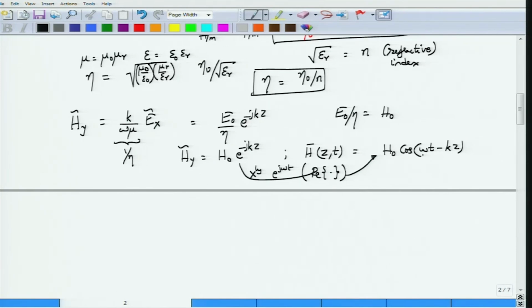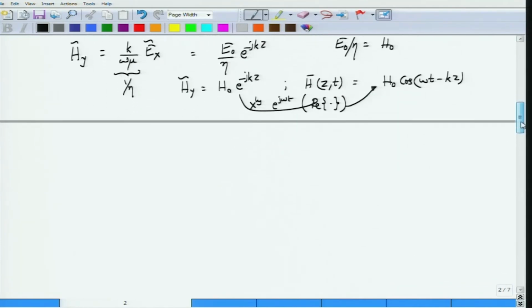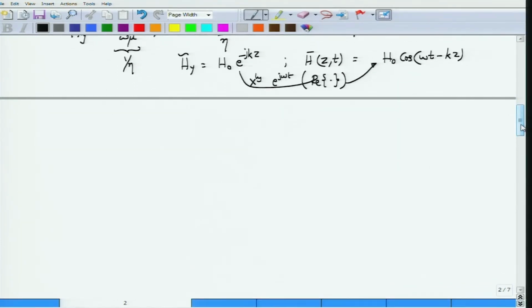Thus what you see here is that the electric field x component and the magnetic field y component are both in phase with each other, both vary as cos(omega t minus kz) as a function of z and t, but at the same time the amplitude of the magnetic field is reduced compared to the amplitude of the electric field by a factor of the medium impedance eta. Okay. Alright, so this is what I wanted to talk about regarding the electric field and magnetic field.